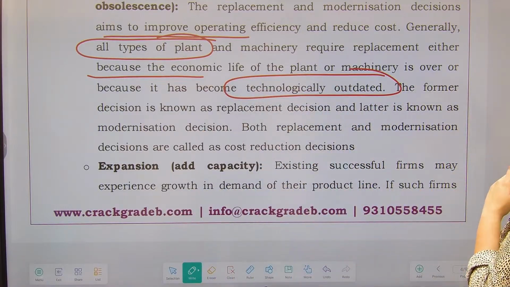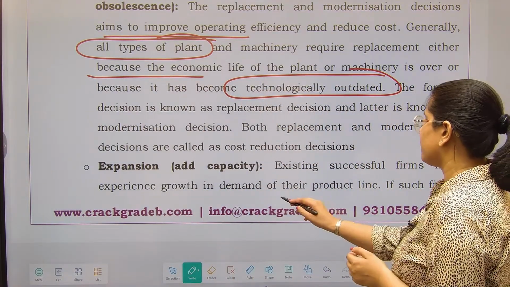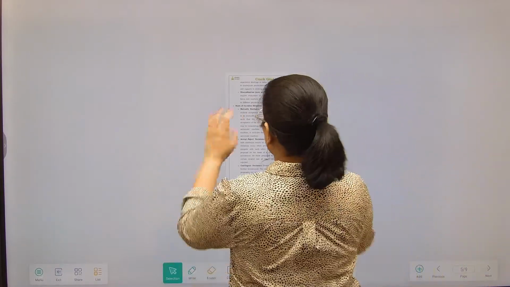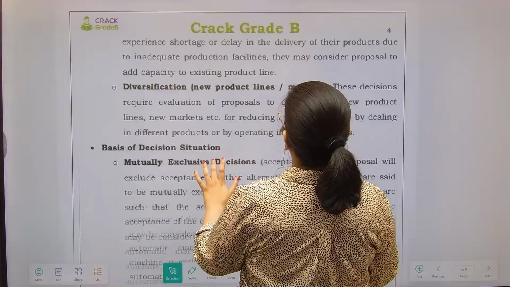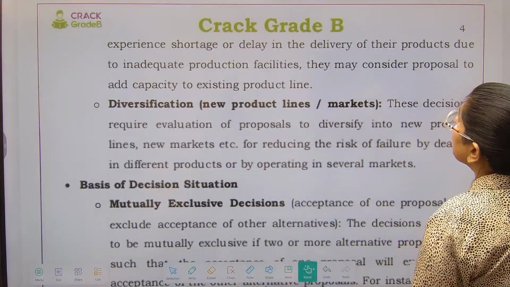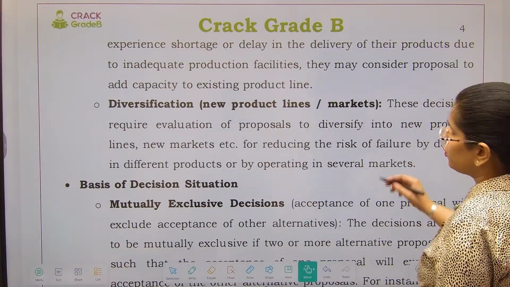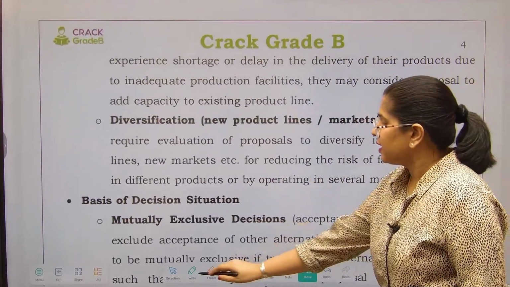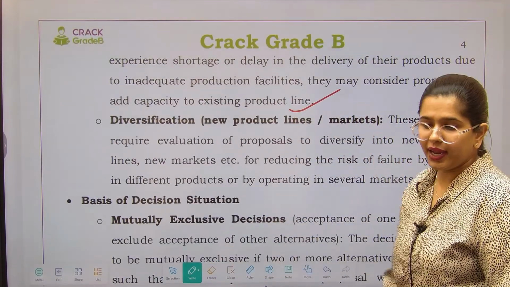Existing successful firms may experience growth in demand of their product line. If such firms experience shortage or delay in the delivery of their products due to inadequate production facilities, they may consider the proposal to add capacity in existing product lines. So such kind of things needs to be done.